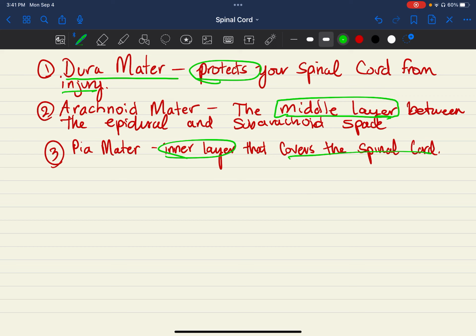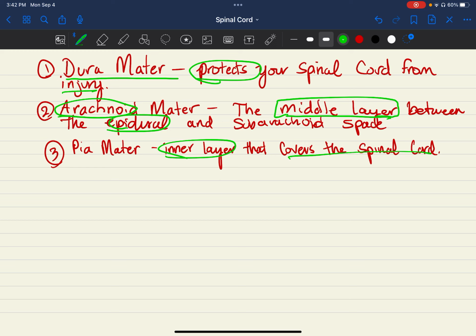Okay. So what are the epidural and the subarachnoid spaces? So we're talking about what is the epidural and what is the subarachnoid space, right? So the epidural space is between the dura mater and the arachnoid mater. This space is where the healthcare provider, the anesthesiologist, inserts an anesthesia during childbirth known as epidural, okay? The subarachnoid space is between the arachnoid mater and the pia mater.